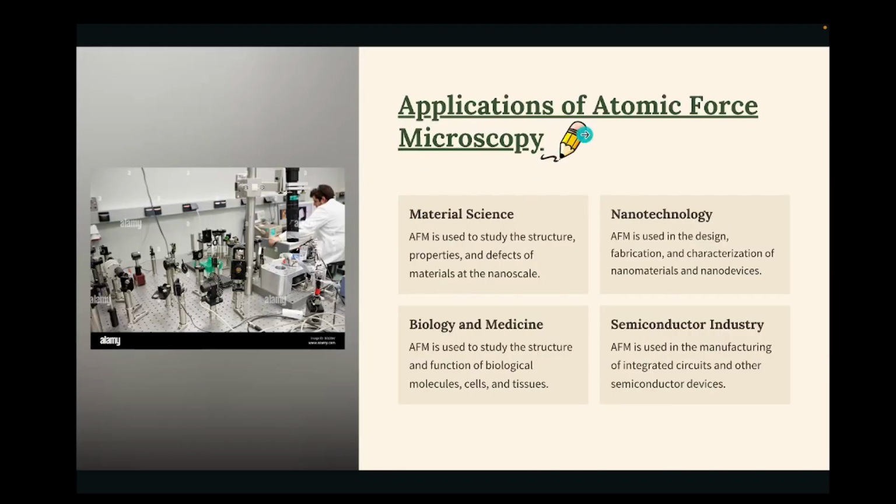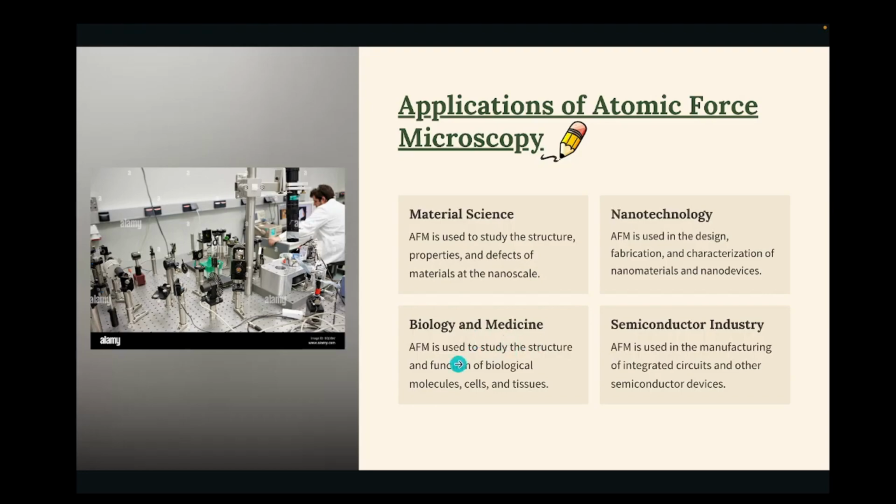So what are the applications of AFM? There is a wide range of applications of AFM, but a few, like material science. It is very useful in the material sciences: structures, properties, defects in the material at a nanoscale level. As I have already told you, this microscope brought a revolution in nanoscale technology, so it is very useful for the nanotech areas. In nanotechnology, AFM is used in the design, fabrication and characterization of nanomaterials and nano devices.